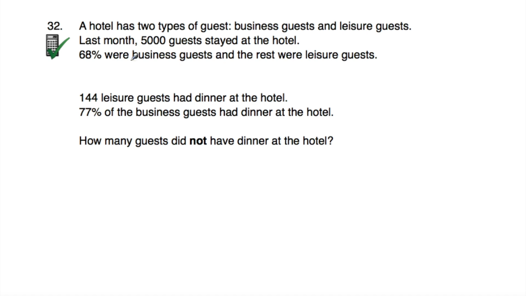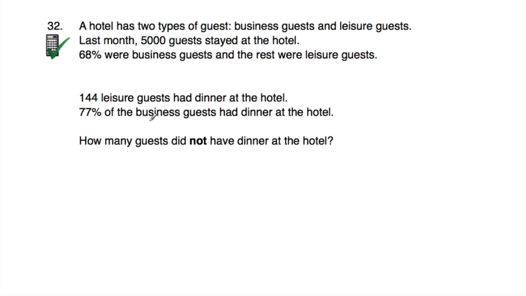Question number 32 says a hotel has got two types of guests: business guests and leisure guests. So there's people that are going away for business purposes and there's people that are just going away for a holiday, for leisure. Last year 5,000 guests stayed at the hotel, and 66% of the guests were business guests and the rest were leisure guests. 144 leisure guests had dinner at the hotel, and 77% of the business guests had dinner at the hotel. The question is, how many guests did not have dinner at the hotel?